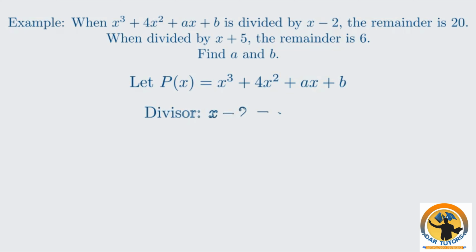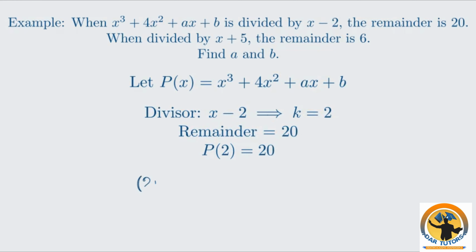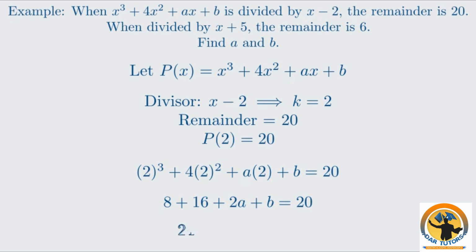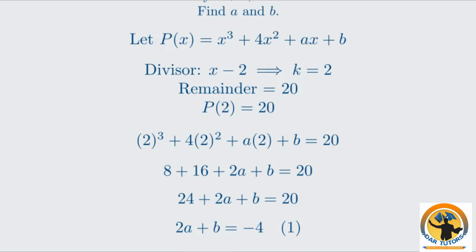First, let's use the information about the divisor x minus 2. The remainder theorem tells us that p of 2 must equal the remainder, which is 20. Substituting 2 into our polynomial, we get 2 cubed plus 4 times 2 squared plus a times 2 plus b equals 20. Simplifying this gives us 8 plus 16 plus 2a plus b equals 20. Combining the constants, we get our first equation. 2a plus b equals negative 4.